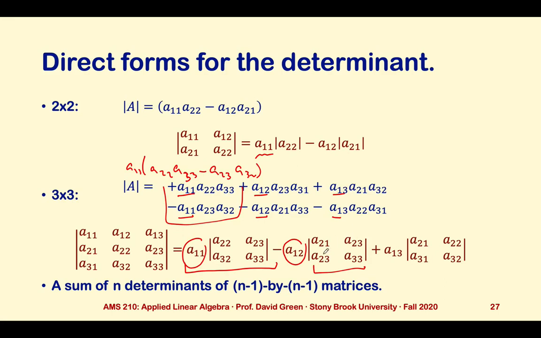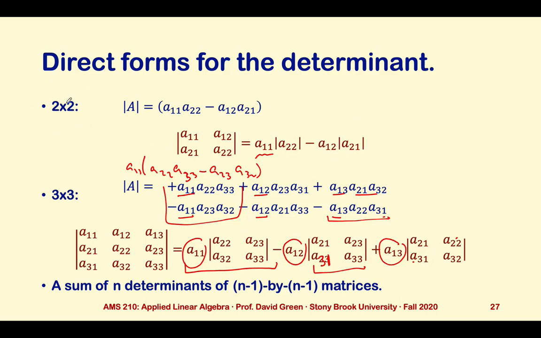A23 times A31 is what this should say here, gives us this term here. And we can write this last term in a pair of terms in a similar way. A13 times a determinant of this term, A21, A32, minus A22, A31, this term here. The 3 by 3 determinant can be written out as a sum of 3 2 by 2 determinants.